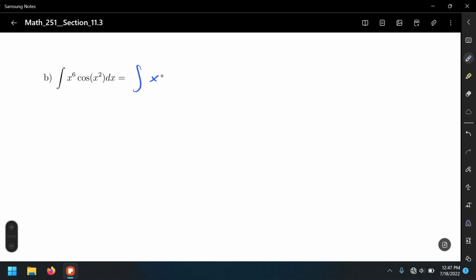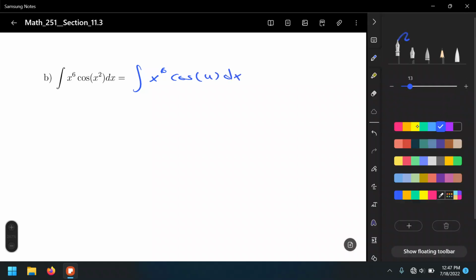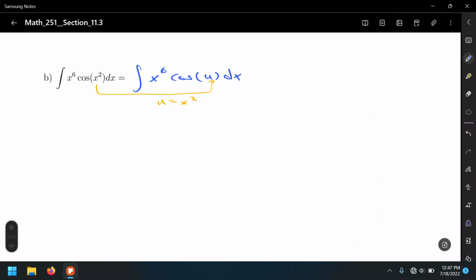That's the integral of x to the 6th, and I'm going to write this as cosine of u with respect to x, where u equals x squared. So that's the integral of x to the 6th power times sigma n equals 0 to infinity, using the power series of cosine, which is negative 1 to the n, u to the 2n over 2n, the whole thing factorial. All right, and that with respect to x.